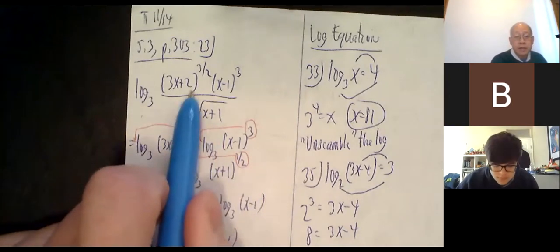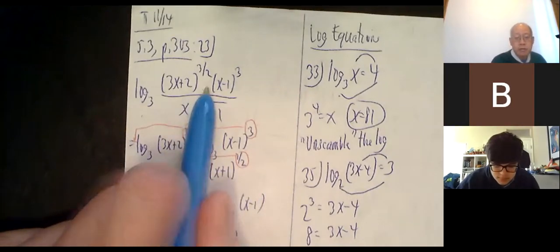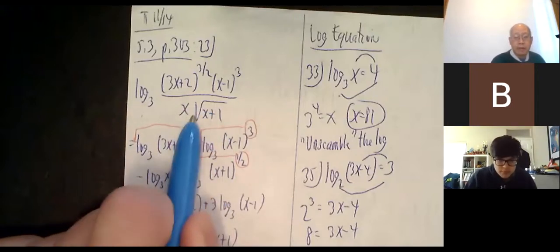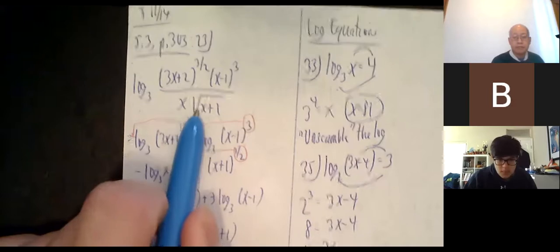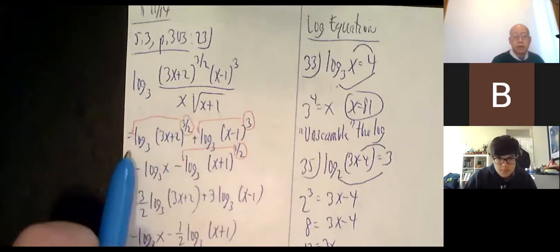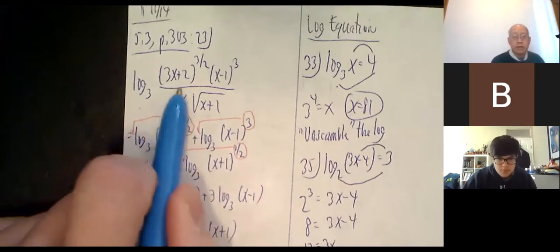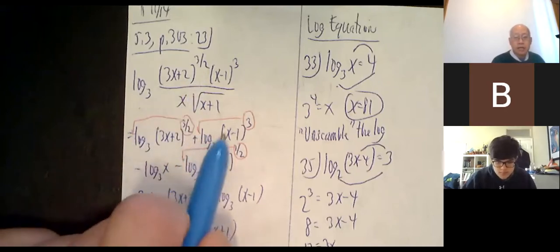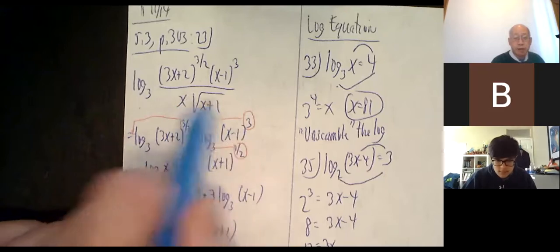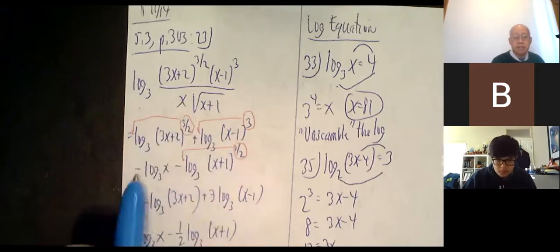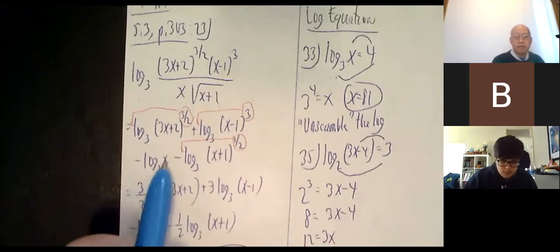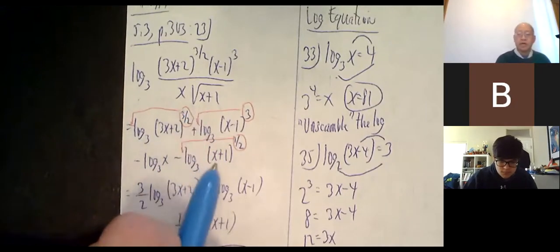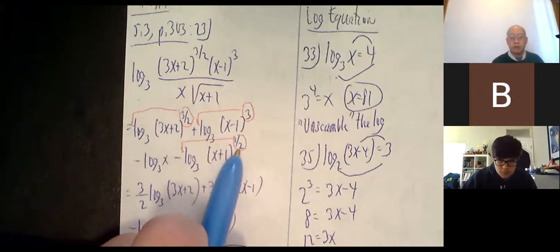This is a multiplication, and both of these are in a denominator. Subtract. So log base 3 of 3x plus 2 to the 3/2, plus log base 3 of x minus 1 cubed. And since both of these are in the bottom, they're minuses. Minus log base 3 of x, minus log base 3 of the square root of x plus 1, x plus 1 to the 1/2 power.